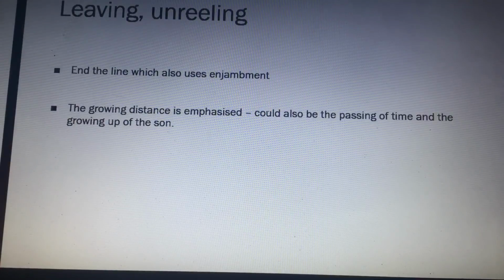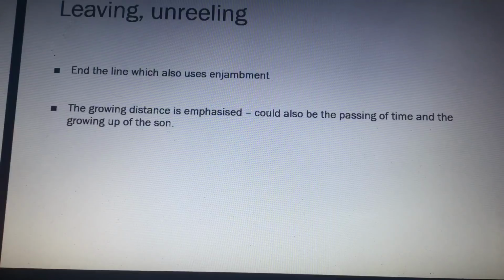Leaving, unreeling, end the line, which also uses enjambment. So those words end the line, which leads into the next line. So the growing distance is emphasised by the enjambment. It could also be the passing of time. It could be him growing up. But your enjambment is also the unreeling of the tape as he wanders through the house.